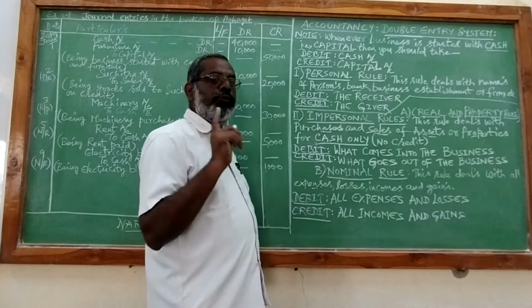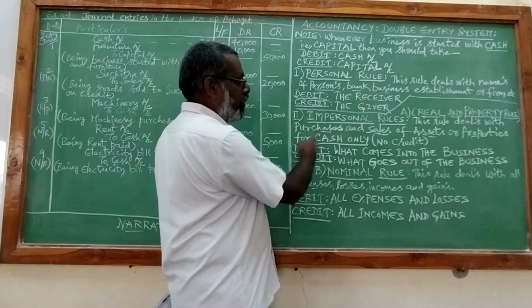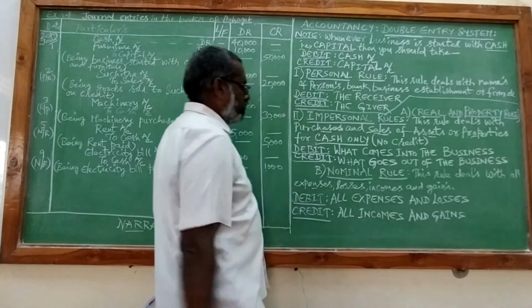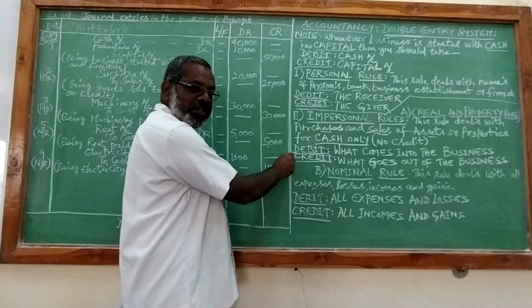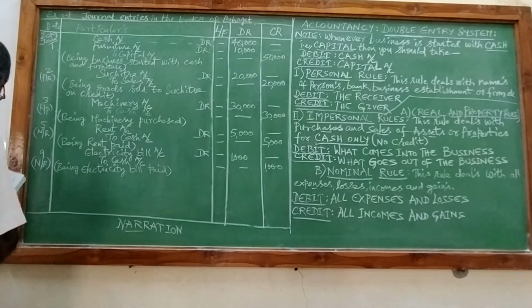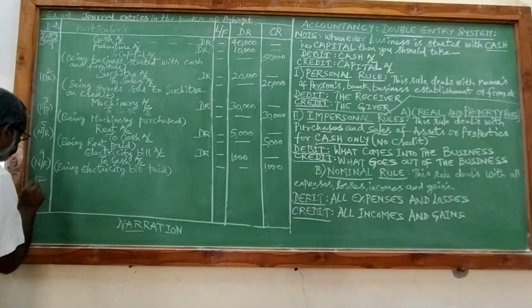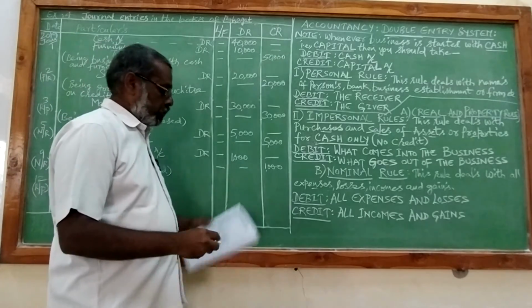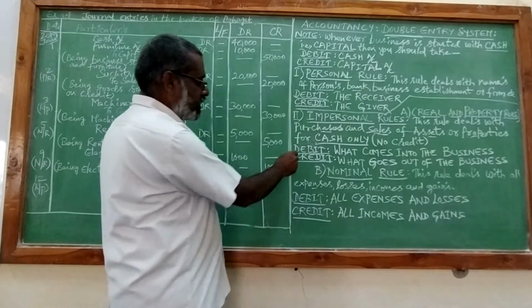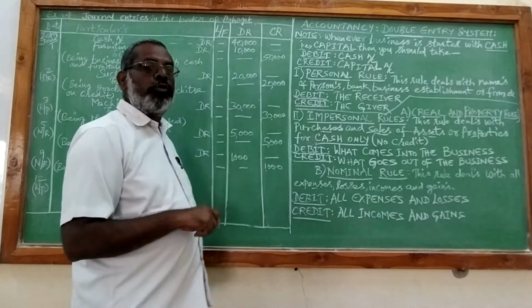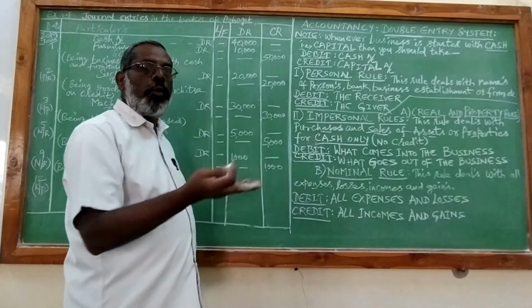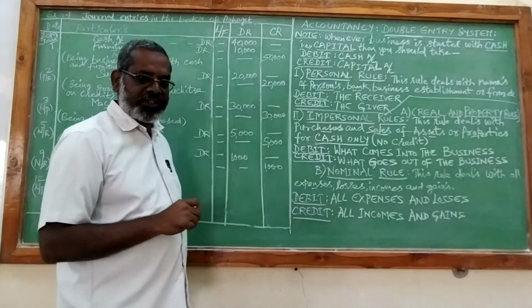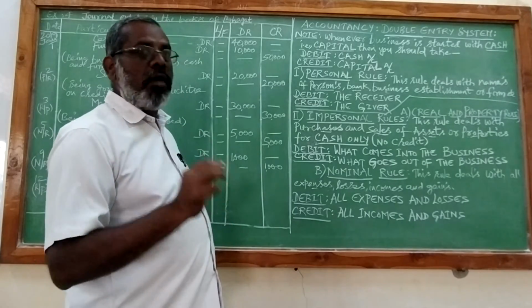Transaction: sold goods for cash. So that means it is real account, real property rule. The formula is debit what comes into the business, credit what goes out of the business. Sold goods for cash means what is coming into the business. When you are selling goods, cash is coming into the business, and credit what goes out. What is going out? Goods are going out in the form of purchases, in the form of sales.